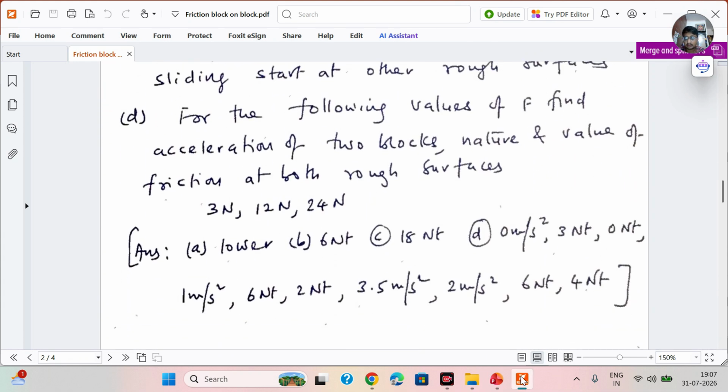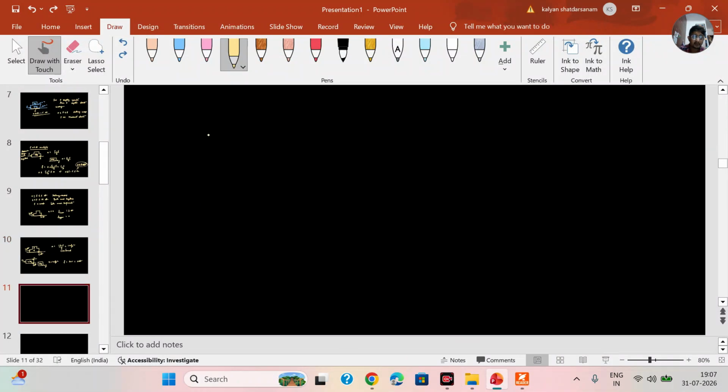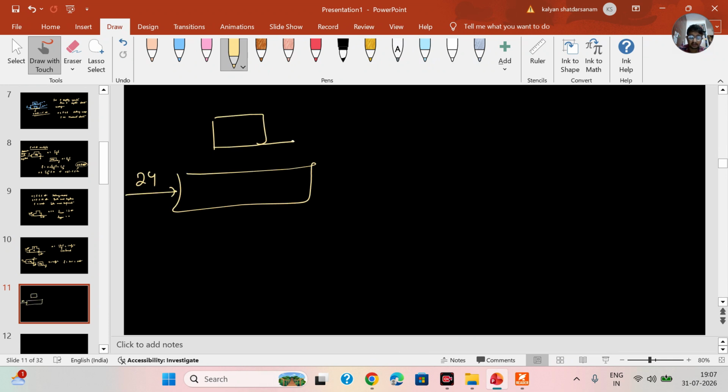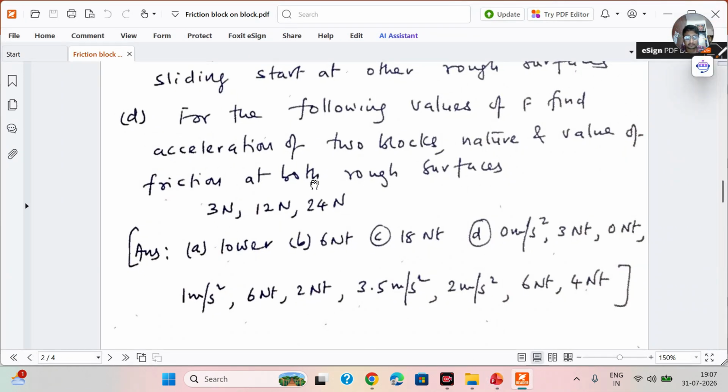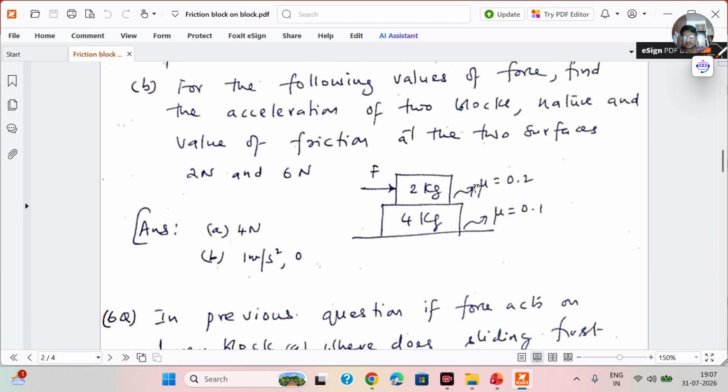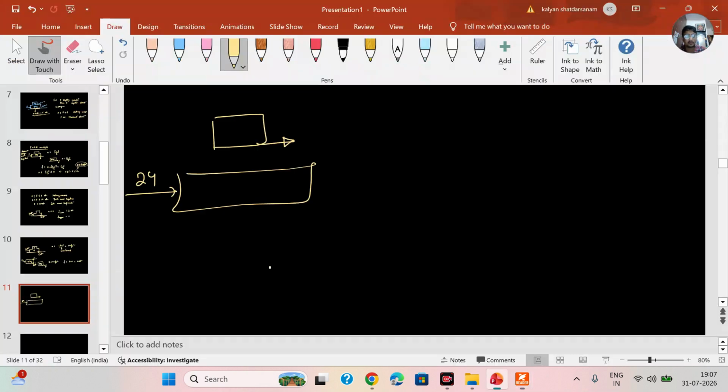24 Newton. In this case, upper block will move separately, lower block will move separately. He is applying 24 here. So here there will be a kinetic friction because lower is pulling the upper. There is slipping, so there will be kinetic friction. What will be the value? Mu n. Mu is 0.2, n is 20. 0.2 into 20, 4 Newton.